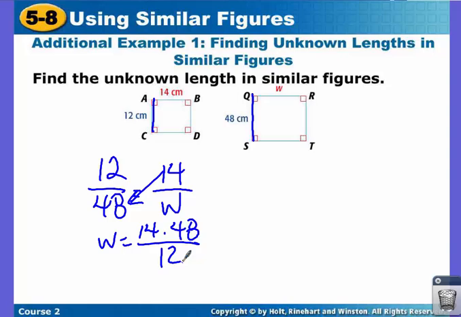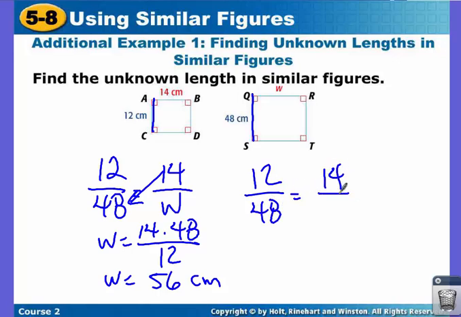Okay? So if we do that one, we end up with an answer of, I believe, 56. That would be 56 centimeters. All right? Now, one other way that you could do this, got the same proportion. Ask yourself, what did I do to 12 in order to get 48? Well, I multiplied it by 4, so I would multiply the 14 by 4 as well, and you'd get the same answer.